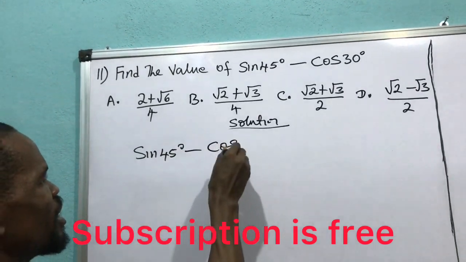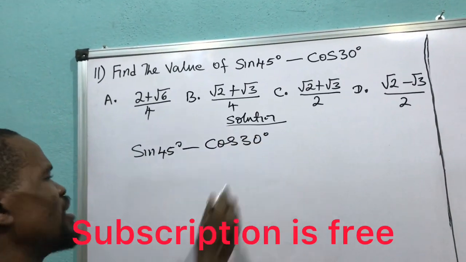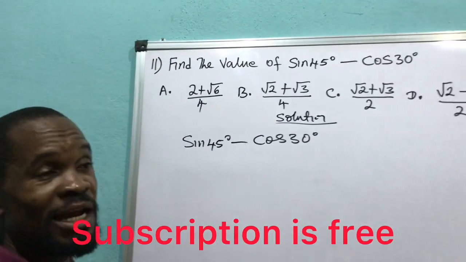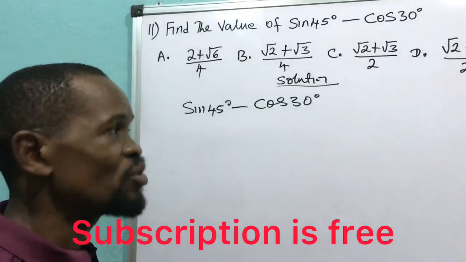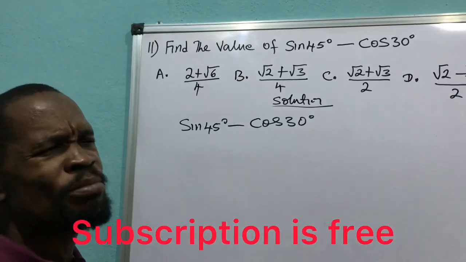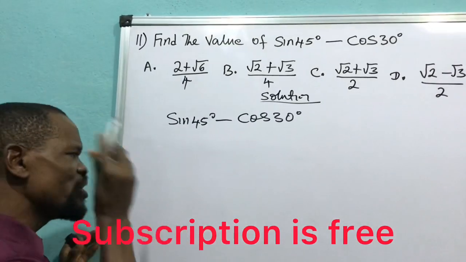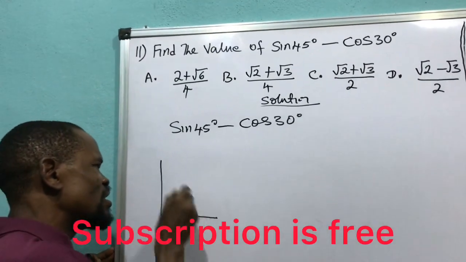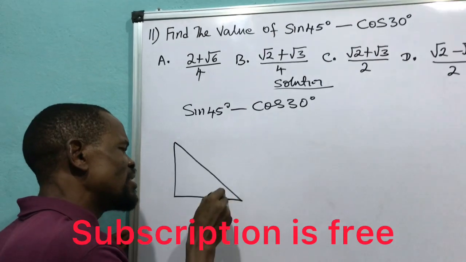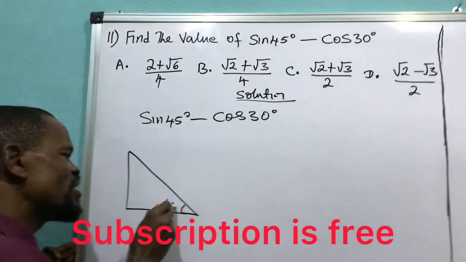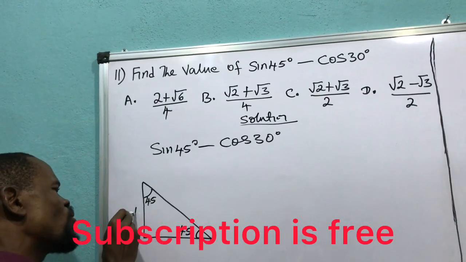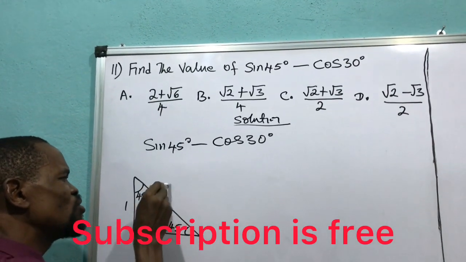minus cos 30. You know, in your JAMB, there's no calculator. You don't make use of a calculator. So I now remember my triangles. I go into my brain and bring out my triangle, which says this. This gives me 45 degrees, this gives me 45 degrees, and this gives me 1, this gives me 1, this gives me root 2.